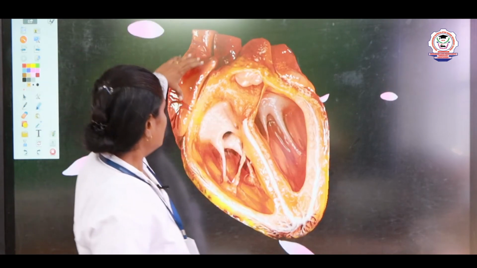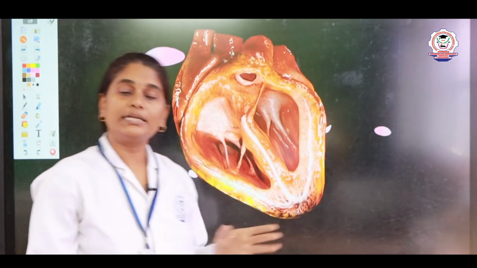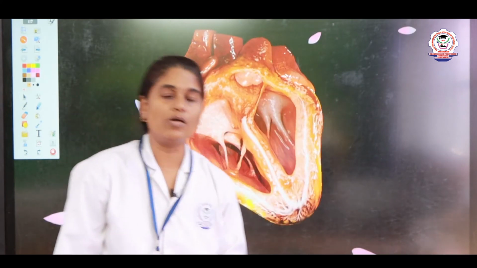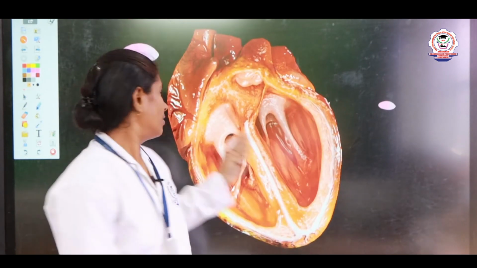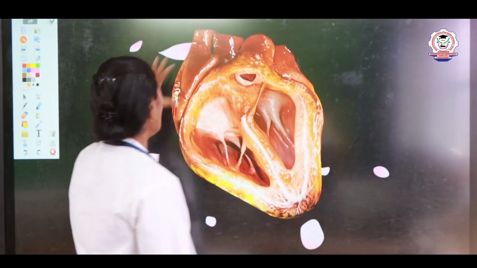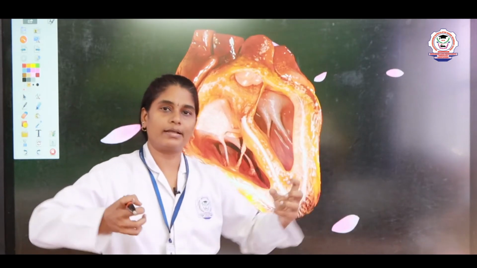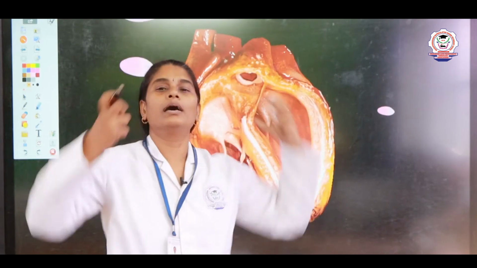So, you know that the heart is made up of 4 chambers, right. The upper chambers are called atria or auricles and the lower chambers are called ventricles. Now, when the auricles contract, the ventricles relax. When the ventricle contracts, the auricle relaxes.